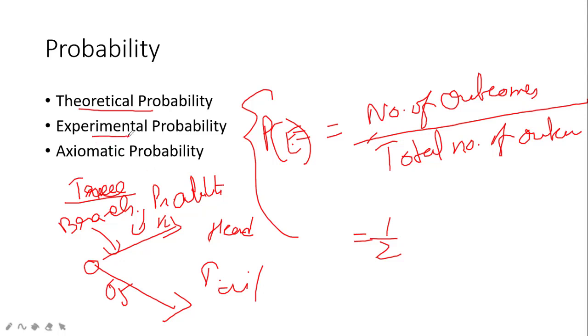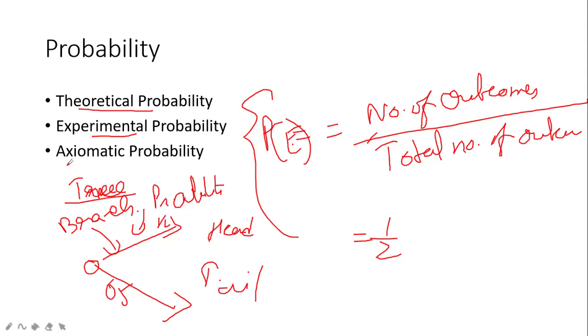Let's move to experimental probability. As the name suggests, it is based on experiment or observation. For example, if you toss a coin 20 times, how many times will head come, or how many times will tail come? This type of observation comes under experimental probability.